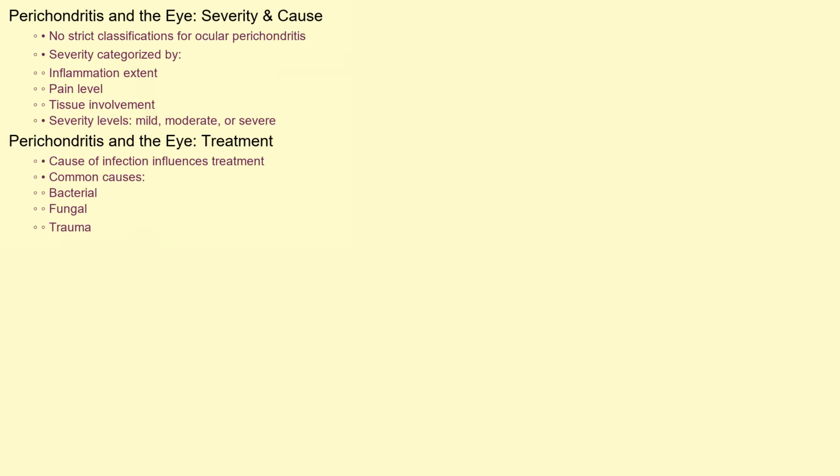While there aren't specific classifications or types of perichondritis strictly applied to the eye, the severity of the infection can be categorized as mild, moderate, or severe based on the extent of inflammation, pain, and tissue involvement. The cause of the infection, whether it's bacterial, fungal, or due to trauma, can also influence the treatment approach.